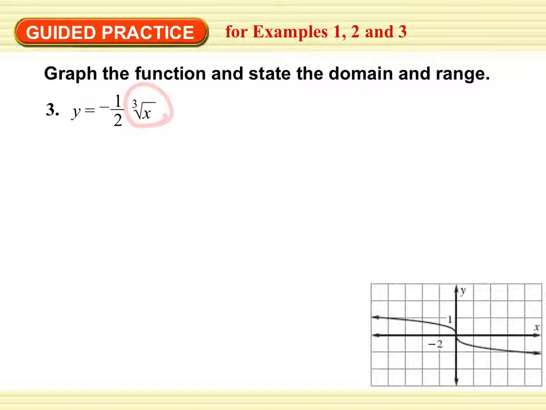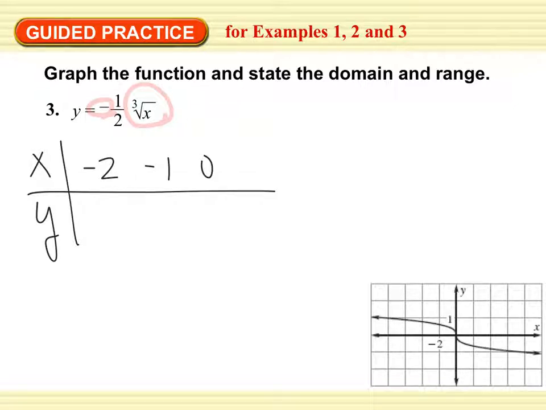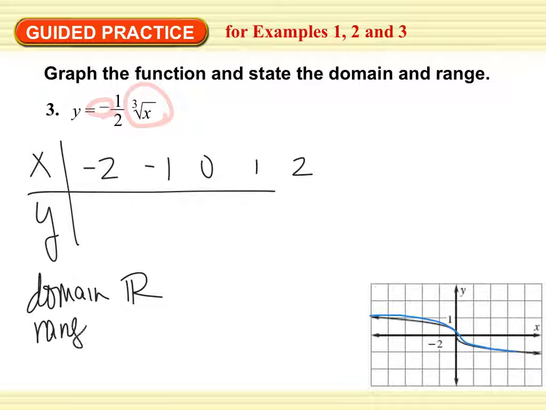Okay, cubed root, so I can get negatives, and it's a reflection over the x-axis. So I've got x, y. I'm going to test negatives just like I did in the practice problem. And I'll see what my graph will look like. So my domain here is going to be all real numbers. And that's my input. That's what I'm allowed to put in. I can put anything into a cubed root, which means I'm going to get anything out of a cubed root, all real numbers.